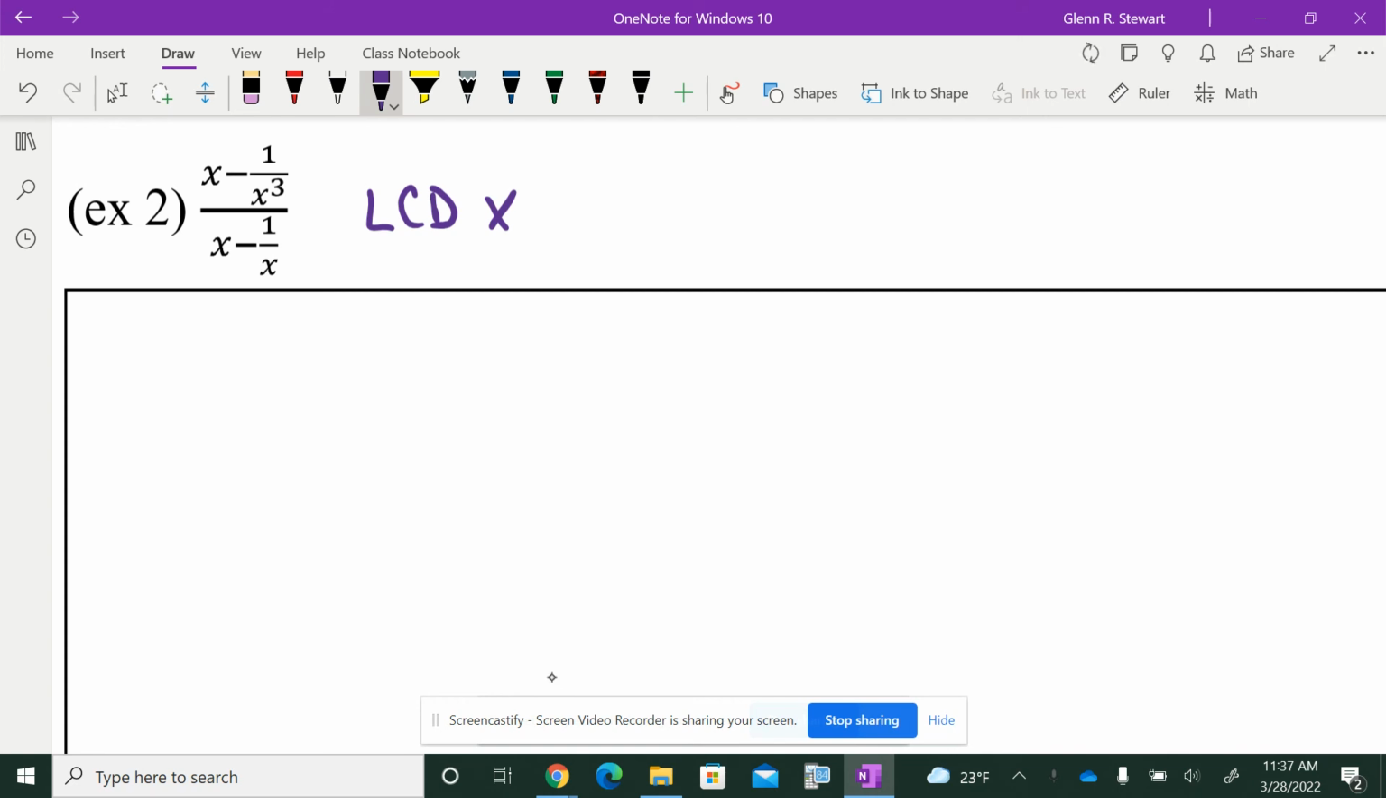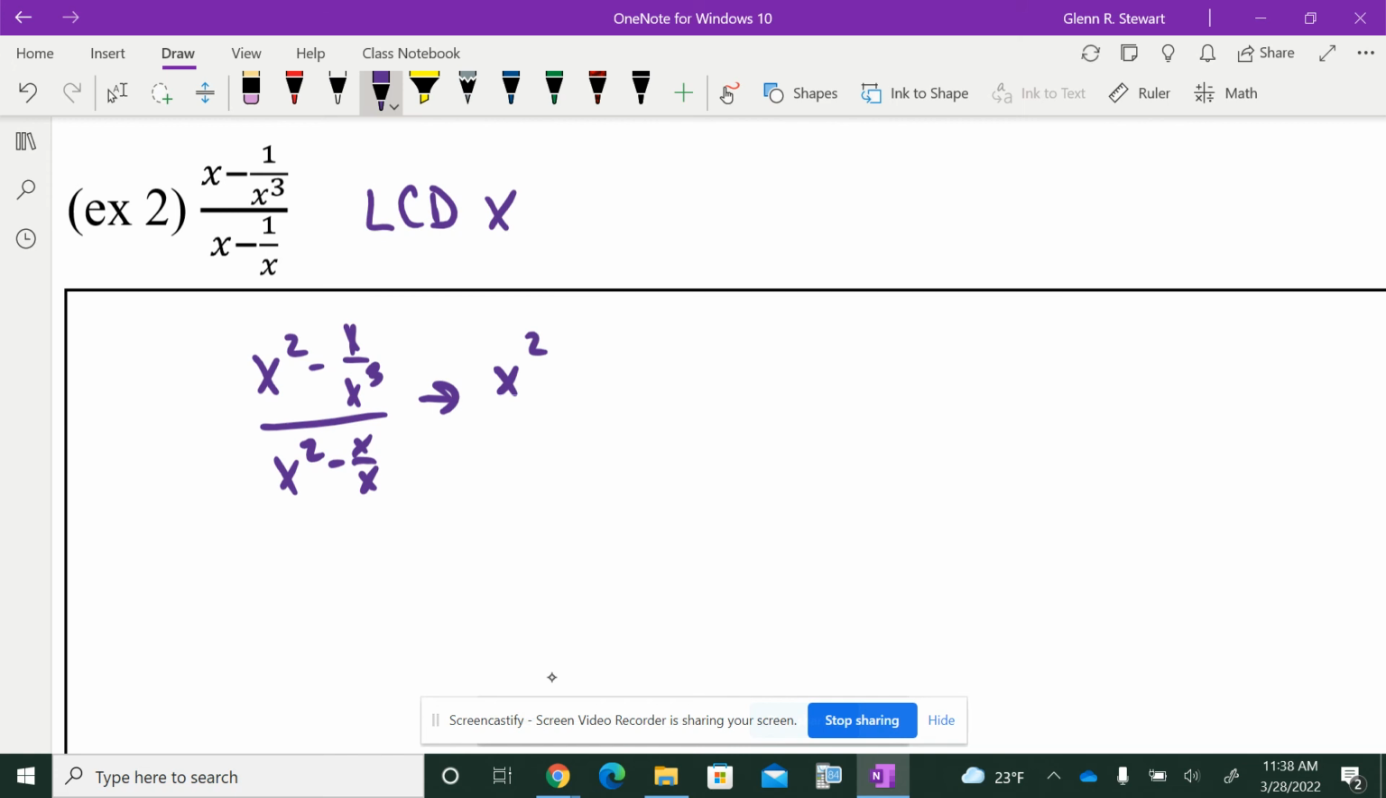I'm only putting x. This becomes x squared minus x over x to the third, x squared minus x over x. That would simplify into x squared minus 1 over x squared minus 1. So we said LCD of x, but if you notice, we only solved one fraction. So we want to think of something a little bit more than just x for the LCD.